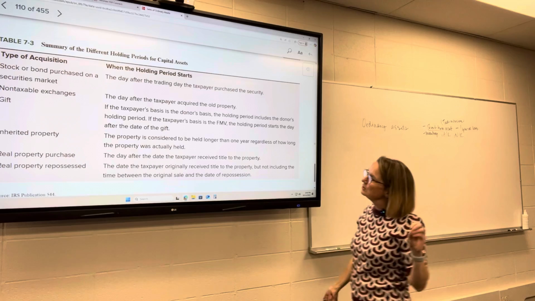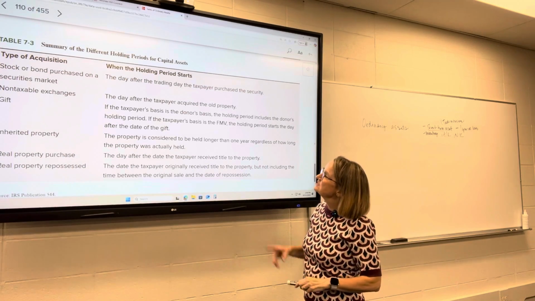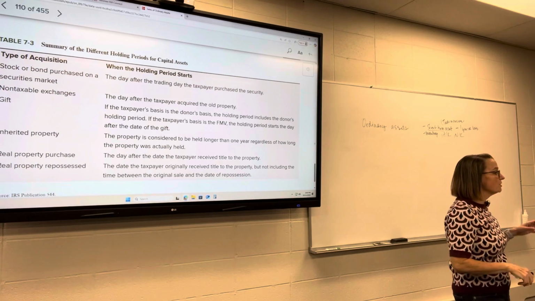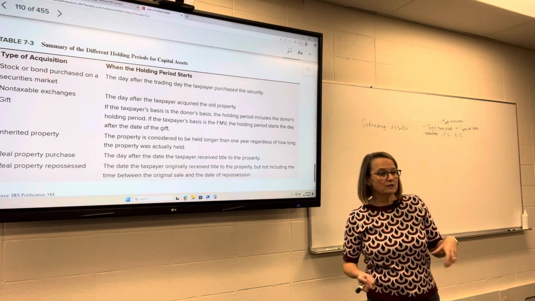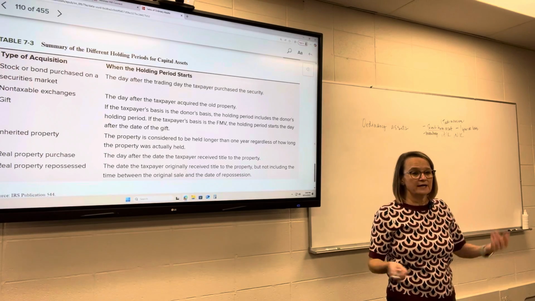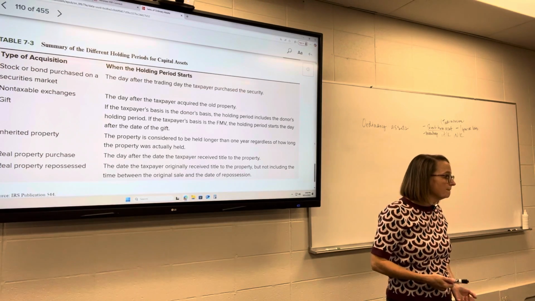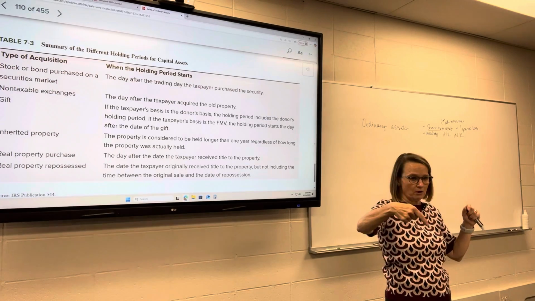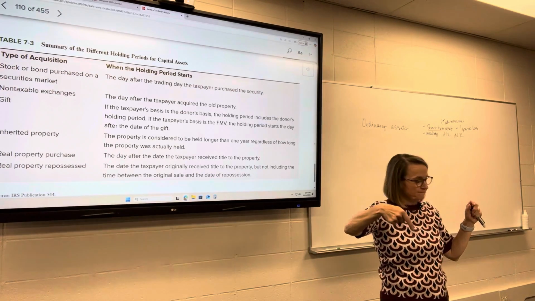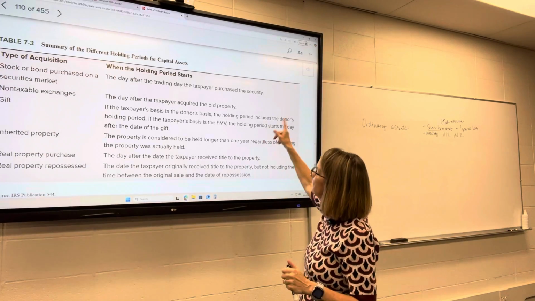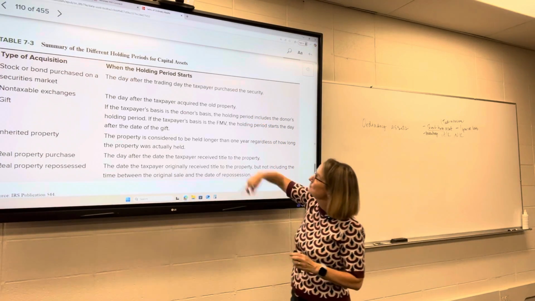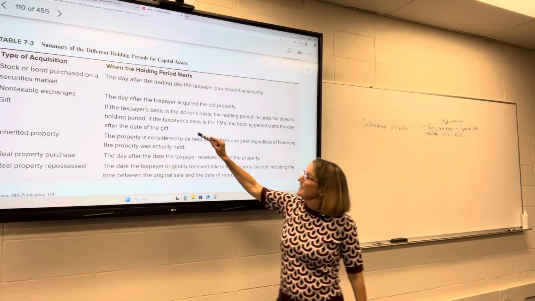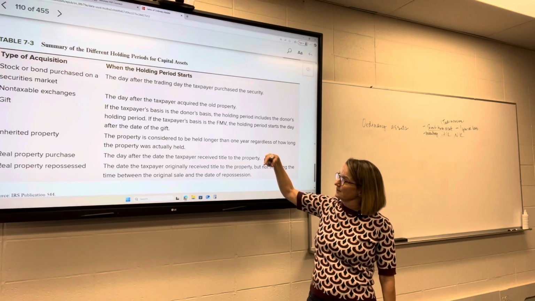If it's a stock or a bond, it starts the day after the trading day that the taxpayer purchased the security. So if I go and buy a share of Tesla today, my holding period for that stock is going to start tomorrow, the day after. So it would start October 15th, the day after the trading day that the taxpayer purchased the security. If it's a non-taxable exchange, the day after the taxpayer acquired the old property.